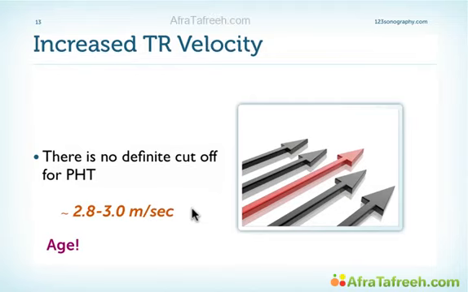So at the first glance, detecting pulmonary hypertension simply by using TR velocity seems to be easy. Unfortunately, there is no definite cutoff point. The higher you take the level, the more specific you are, but you lose sensitivity. In general, however, I would say a cutoff value of somewhere in the range of 2.8 to 3.0 meters per second can be used. But don't forget, TR velocity increases with age, so take higher cutoff values in the elderly.